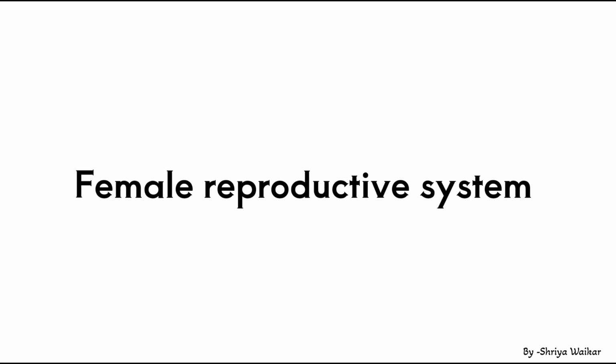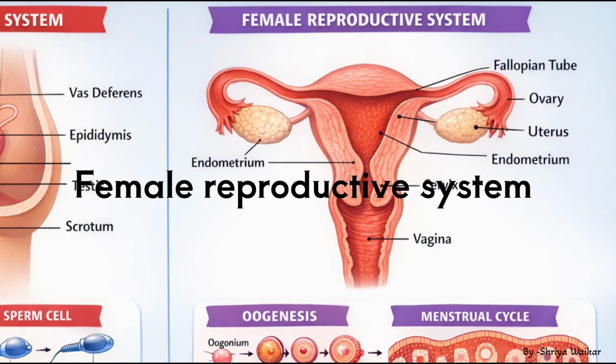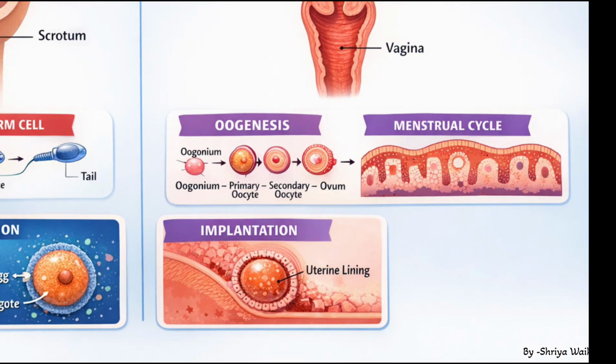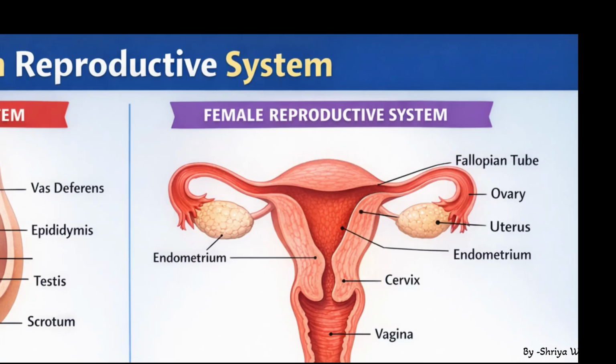Then female reproductive system. Now let us move to the female reproductive system. The primary sex organ is the ovary. So female also have a pair of ovaries located in the pelvic cavity. The function is oogenesis and secretion of estrogen and progesterone. So the accessory organs are fallopian tube, uterus, cervix, and vagina. Important for examination is fertilization occurs at the ampullary isthmic junction of fallopian tube.